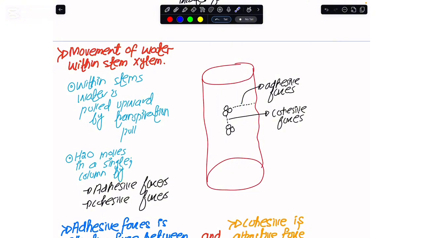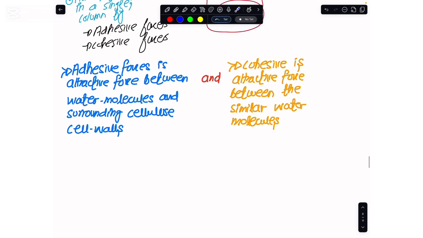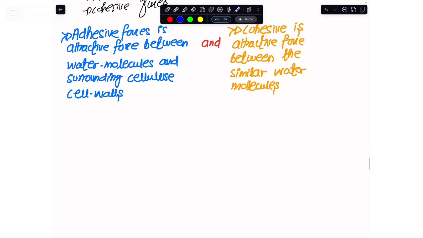So we would simply say that in the stem xylem, the adhesive forces cause the water molecules to be attracted to the surrounding cellulose cell walls, and the cohesive forces keep the water molecules attracted to each other, so that the water is pulled continuously upward in the form of a single stream, with the help of the transpiration pull.